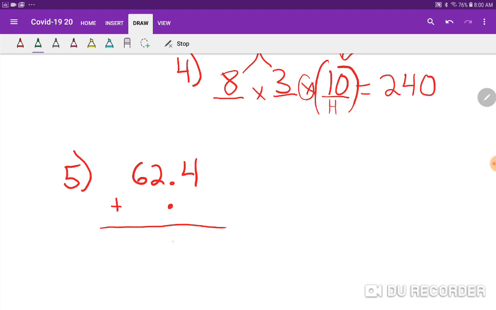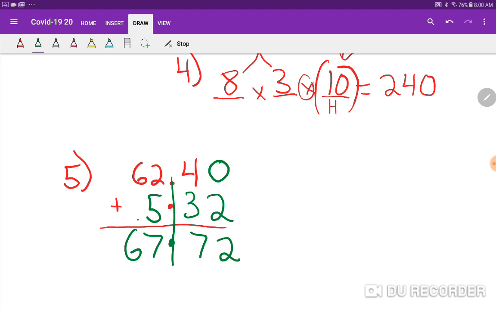Right, well first I lined up the decimal. You see how it's lined up right here? Now I can put in my other number. 5 and 32 hundredths. Let's add the 0 here to make it balance out. Add 2, 7, 7, 6, and you get 67 and 72 hundredths.